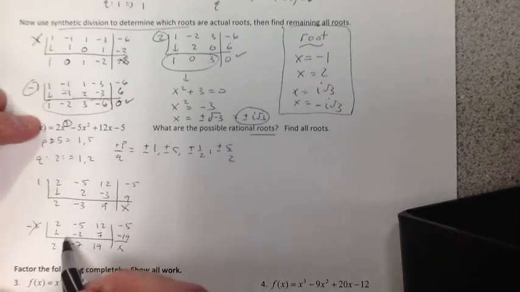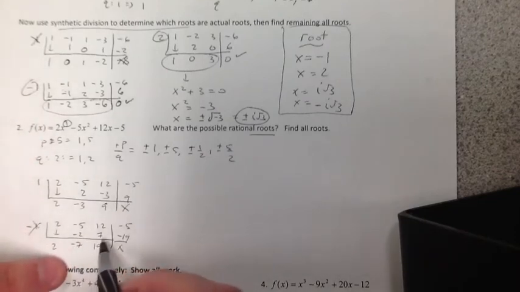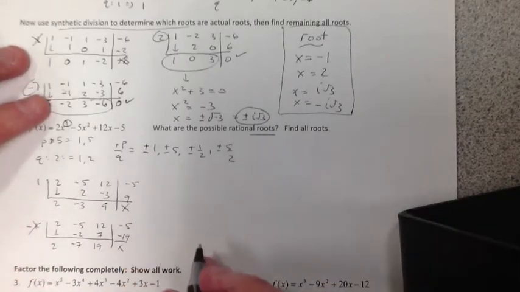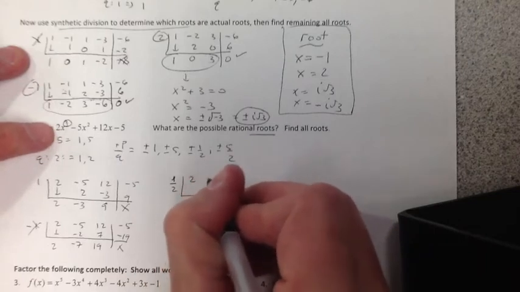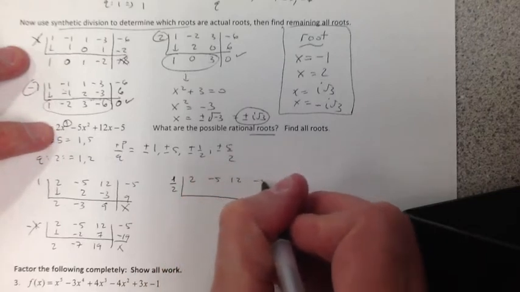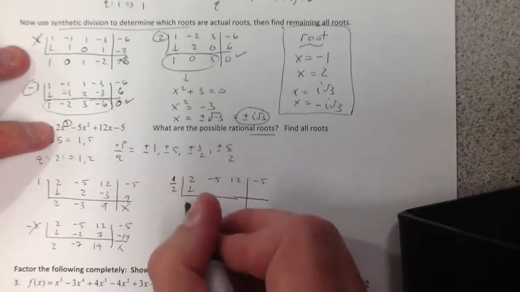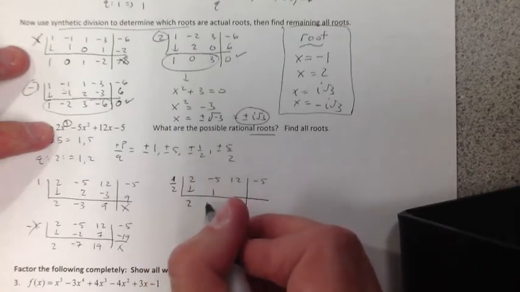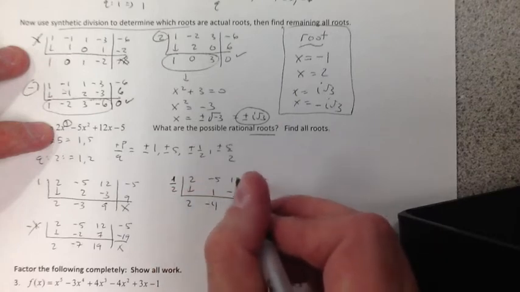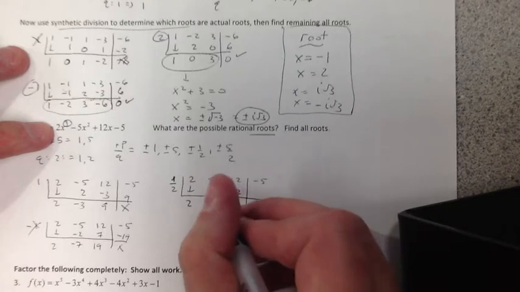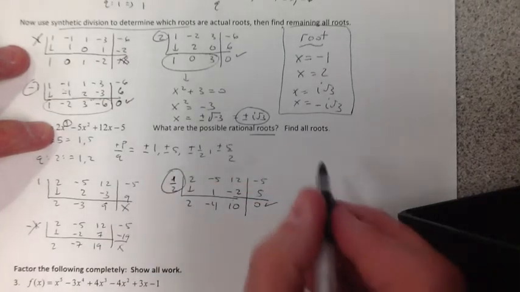Let me just check that one again. 2, negative 2, negative 7. Oh man, that doesn't work. So I've got to try 1/2 now. 1/2, 2, negative 5, 12, negative 5, and I just keep going. This becomes 2, which becomes 1, which becomes negative 4, which becomes negative 2, which becomes 10, which becomes 5, which is 0. So I got one of my roots, 1/2.